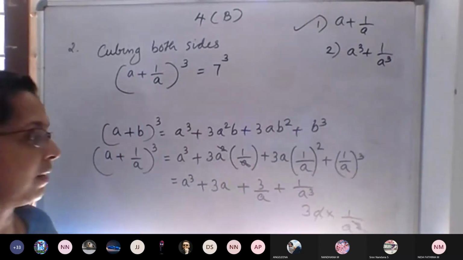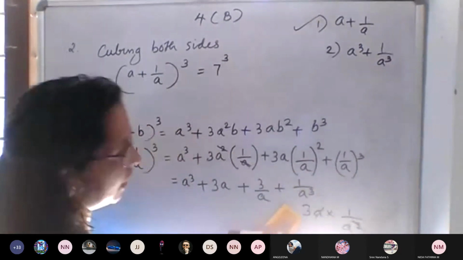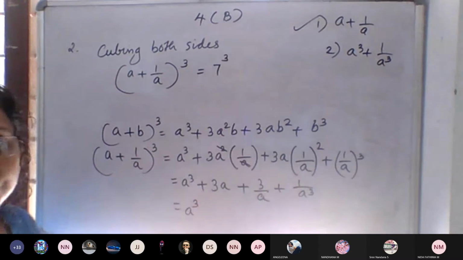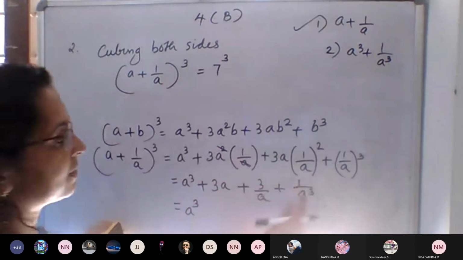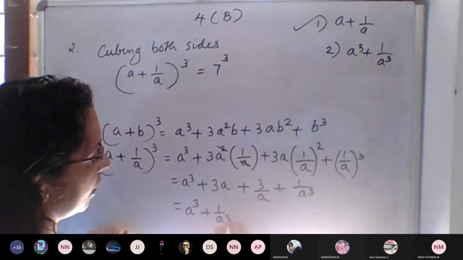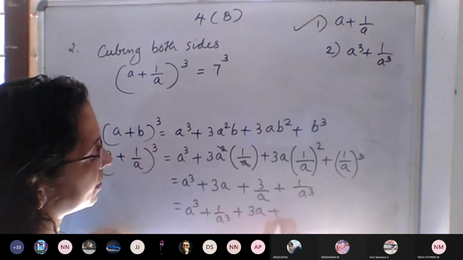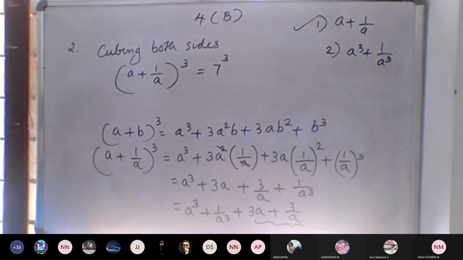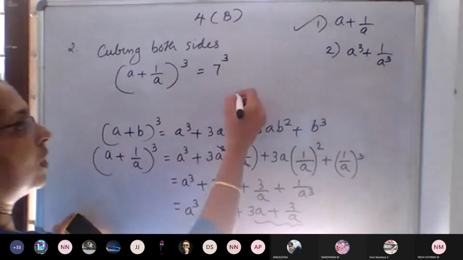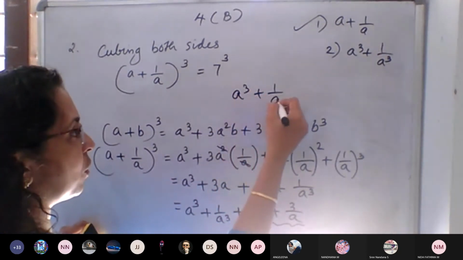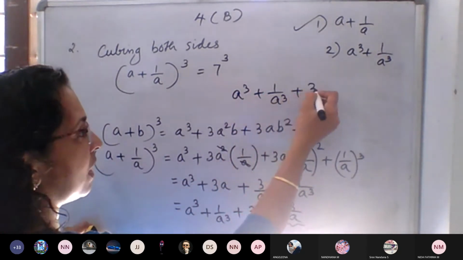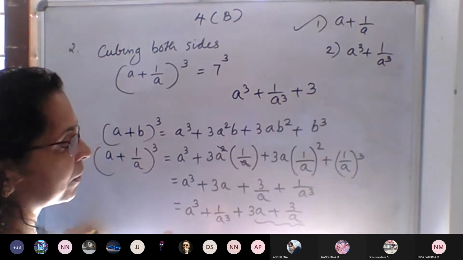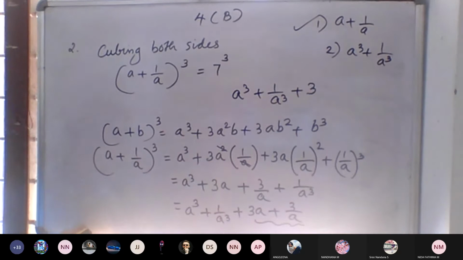So how will we get that? 3 into 1 by a, a cube together, a cube, then plus 1 by a cube. Rearrange that: 3a plus 3 by a. From these two, what can we write? 3 common. So a cube plus 1 by a cube plus 3 common.